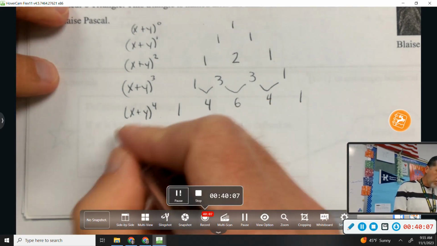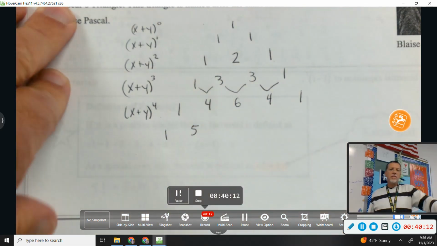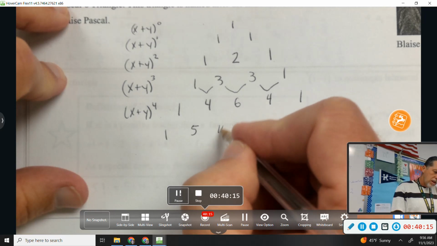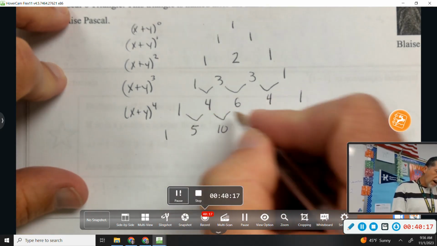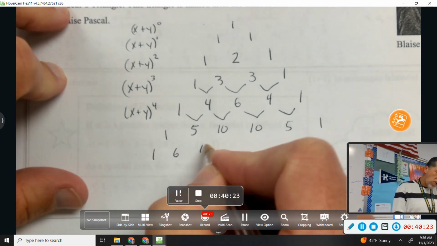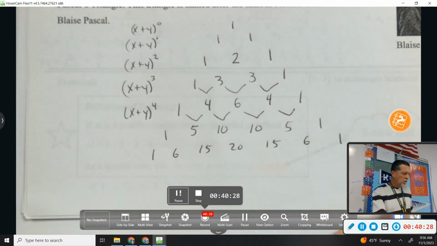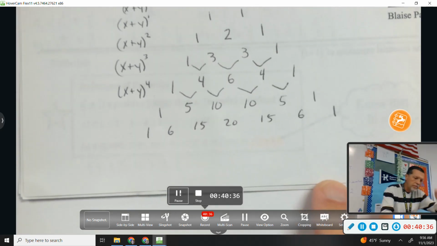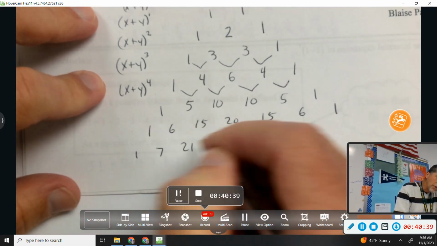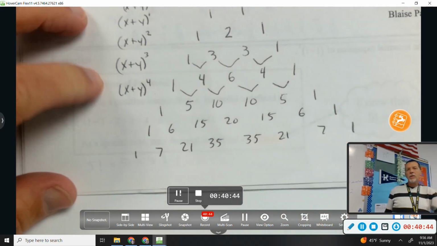And at some point we could just stop writing x plus y to the power, because we know what the power is, because that second coefficient tells us what power we're on. 1 plus 4 is 5. And so on. I guess keep going until you run out of space. We're going to stop at 7, but you get the idea. You can keep going as long as you like.